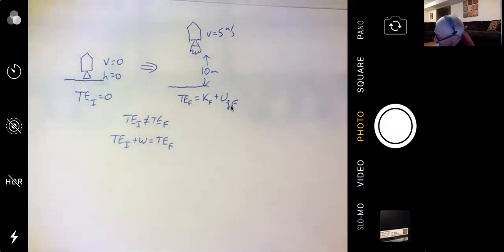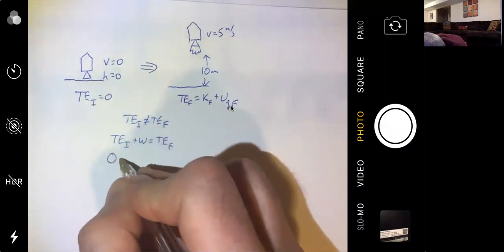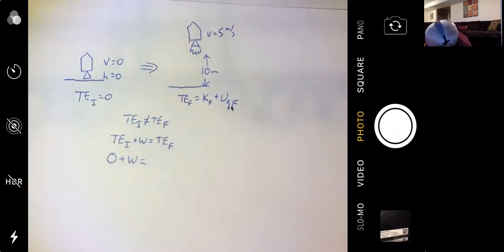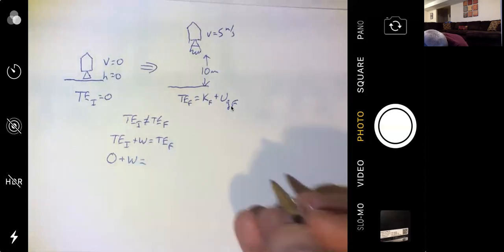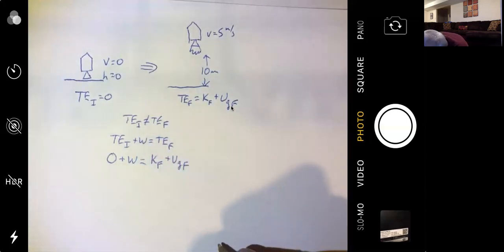So we could determine how much work was done in this situation by saying, look, we know that we have no energy at the beginning. Something to consider, what is doing the work? What is giving the rocket the energy? Well, without the rocket engine and the fuel, this thing wouldn't gain height and gain velocity. So that's where the energy change is coming in. The work is being done by the rocket engine. And so that's going to be equal to the kinetic energy at the end plus the potential energy at the end. And so then we're off to the races.